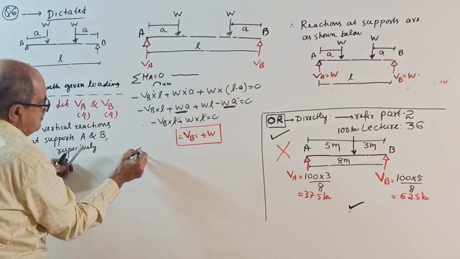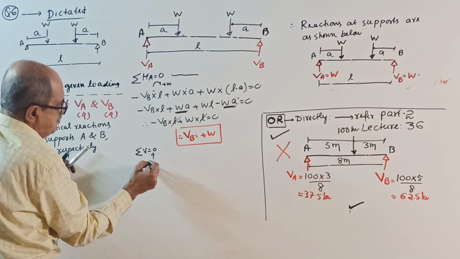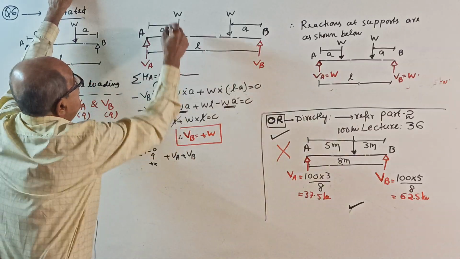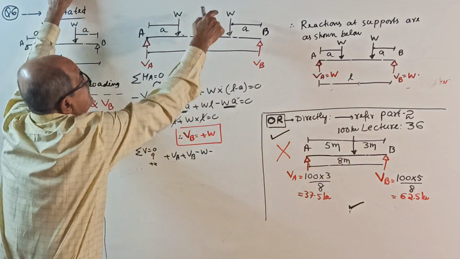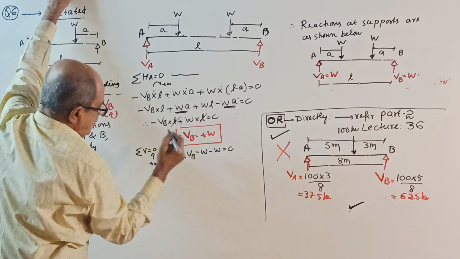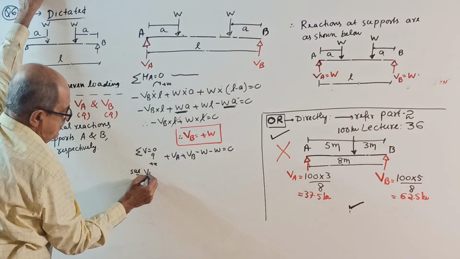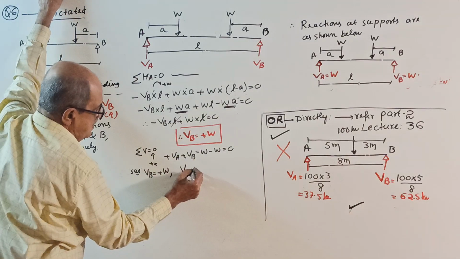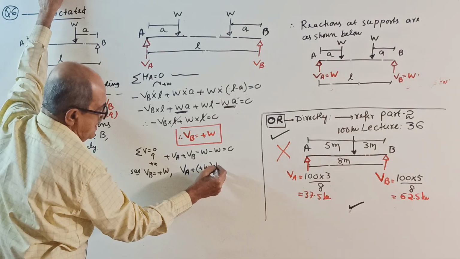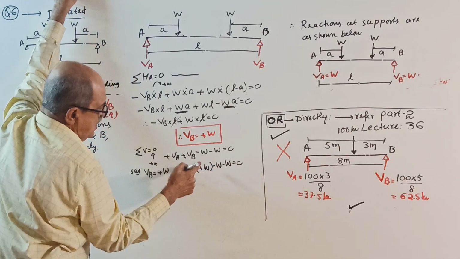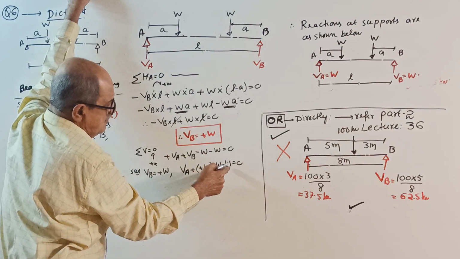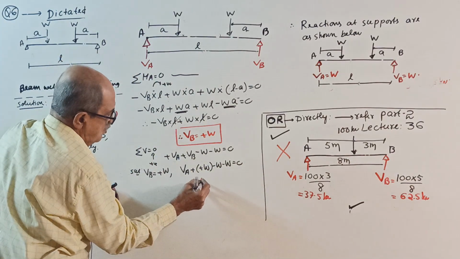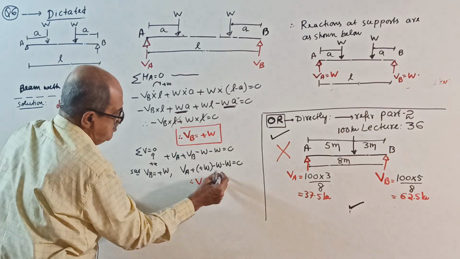Okay, then sigma V equal to 0. Take upward positive. Plus VA plus VB minus W, once again minus W equal to 0. Substitute VB equal to whatever you got, plus W. What you get? VA plus W minus W minus W equal to 0. Plus W minus 2W is minus W, goes that side. Therefore, VA also equal to plus W.